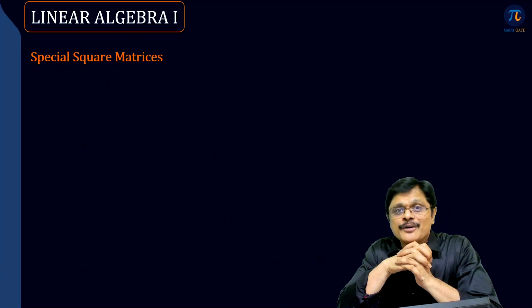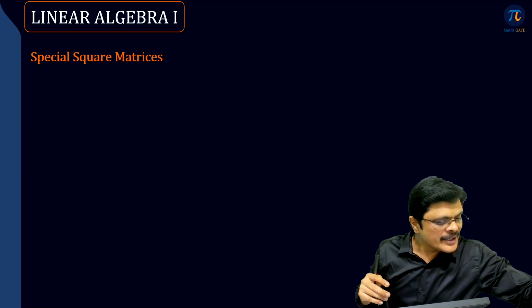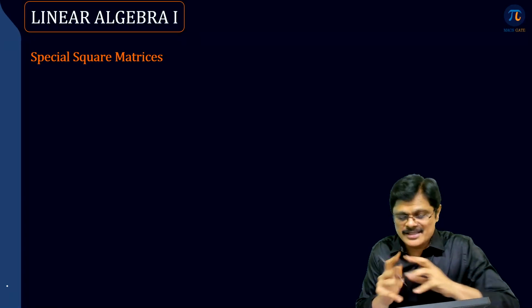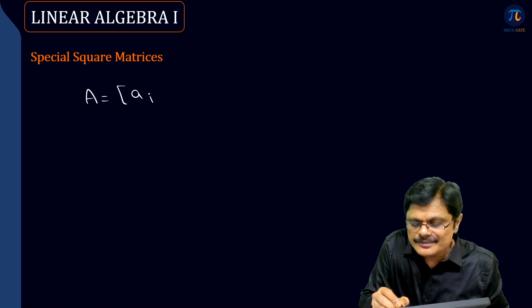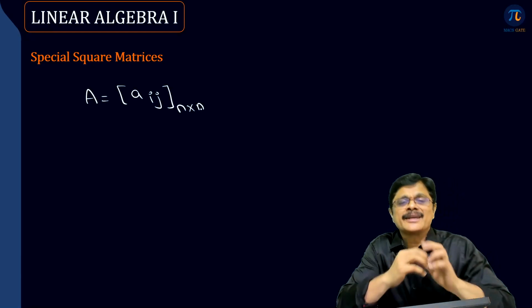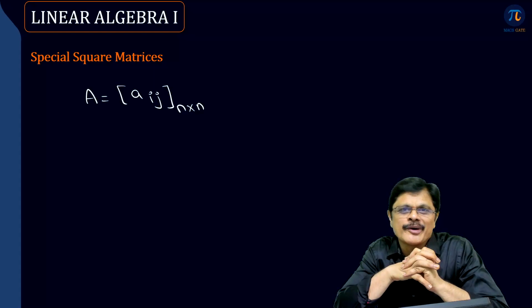Okay, now we'll discuss some very important special square matrices. Let us start with the discussion of square matrices. What do you mean by a square matrix, my dear friends? A square matrix is a matrix having number of rows equal to number of columns. This is how we denote a square matrix.